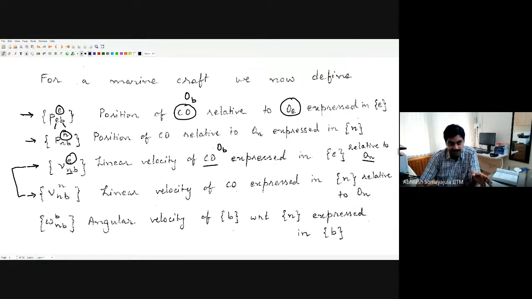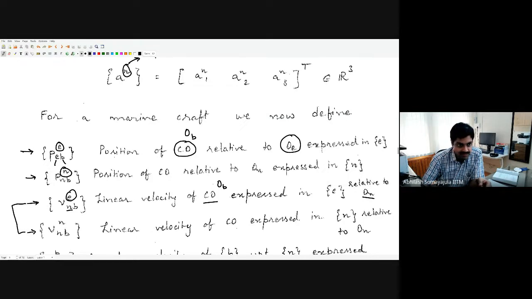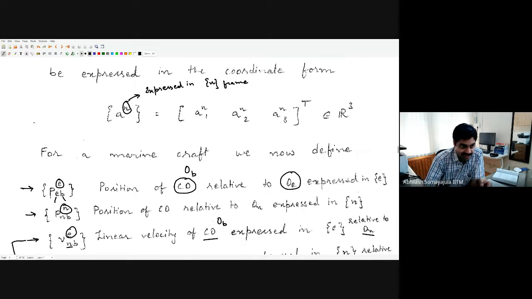A simple example, if you want to really look at it, might be drawn like this. Let's say that I have this vector and I have one coordinate frame which looks like this, with axes orthogonal like this. So this is X and this is Y, let's say. And the other frame is, let's say, at an angle.